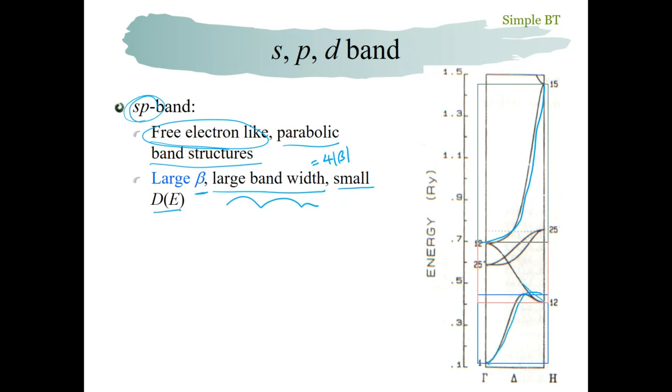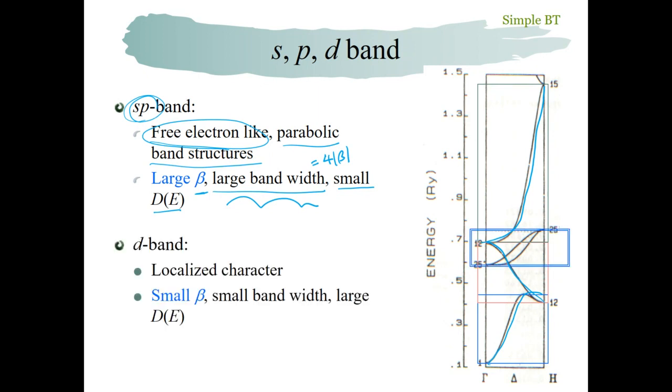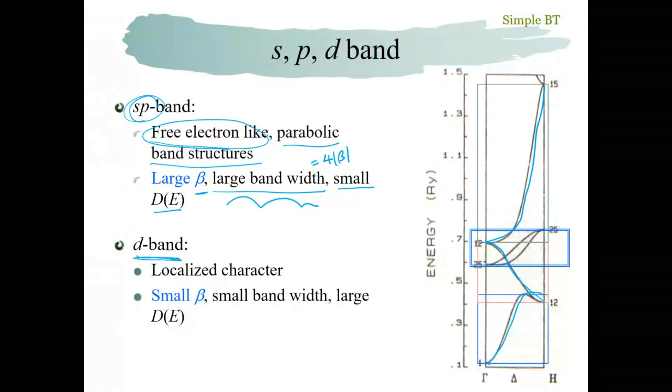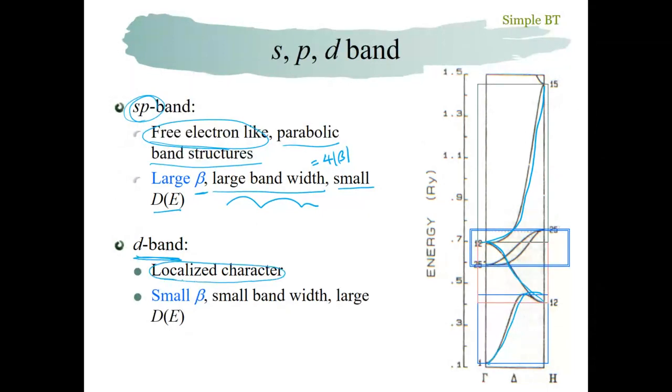And those are also SP band. But for the D band, they have a localized character, as you already learned. That means the hopping is small, and the bandwidth is also small. That means we have a large density of state.